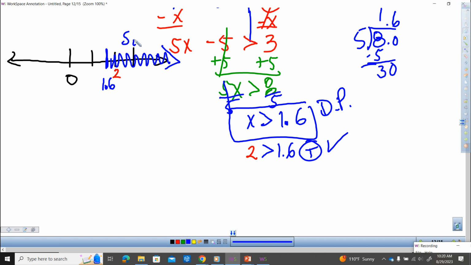All of these are my what? Solutions. Now question, is it an open point or closed point? Open because it doesn't have an equal sign. That means we do not include 1.6 as our solution. It's only our dividing point. From 1 to 5, I'll come to you with inequalities and their graphs.